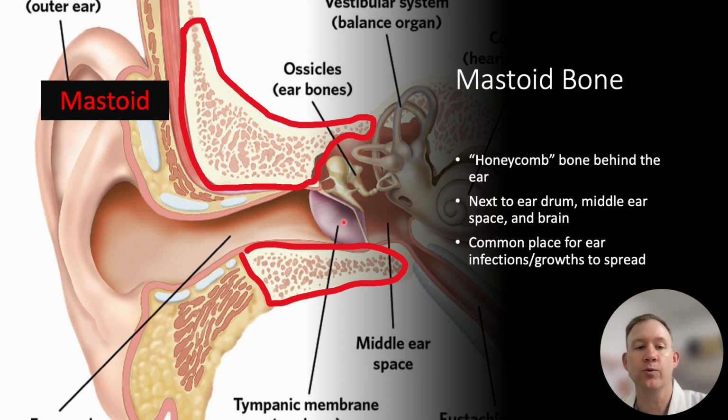And as you can see, it's right next to the eardrum. So if a patient has had a hole in the eardrum, they've had a bunch of infections going in and out through the hole, it's very common for them to spread to the mastoid bone. So if we're repairing a hole in the eardrum and there's been a lot of infection, we will often address the mastoid at the same time.